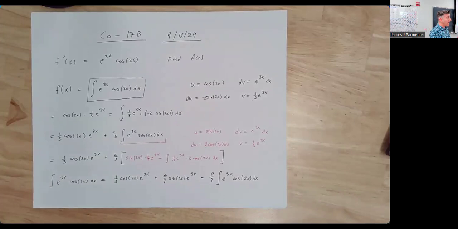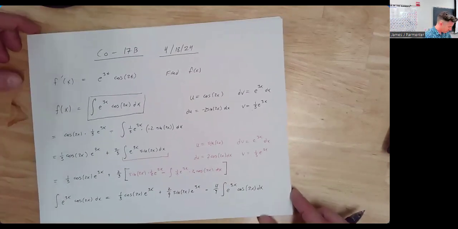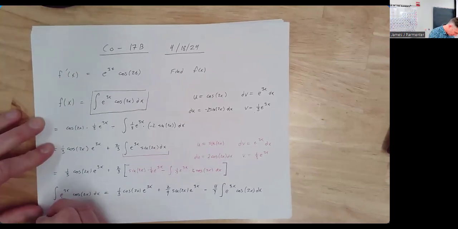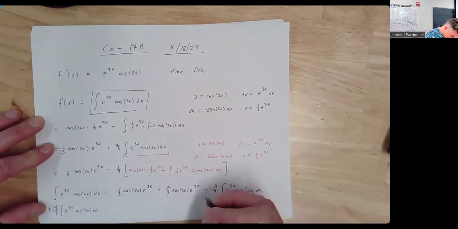So this always happens with this type of integral, where it's e to the something times x times either sine of something times x or cosine of something times x. And what we do after this is we add this to both sides. I'm sorry, both sides here. So what we're going to do is we're going to take this and we're going to add the 4/9 the integral of e to the 3x cosine of 2x to both sides.